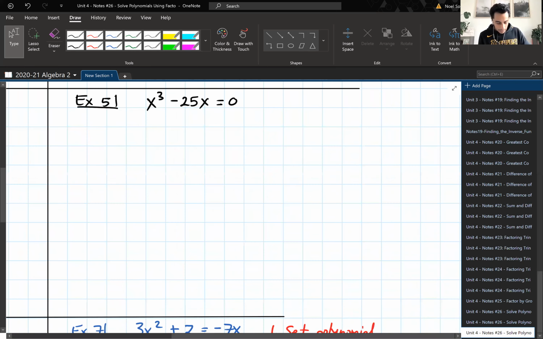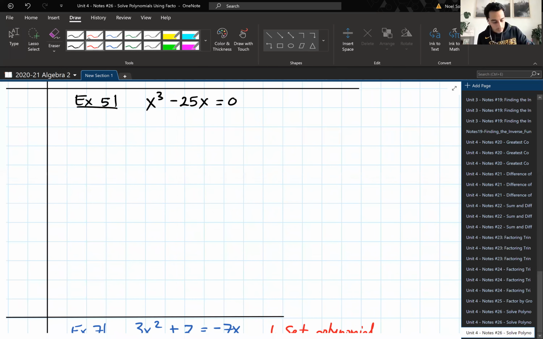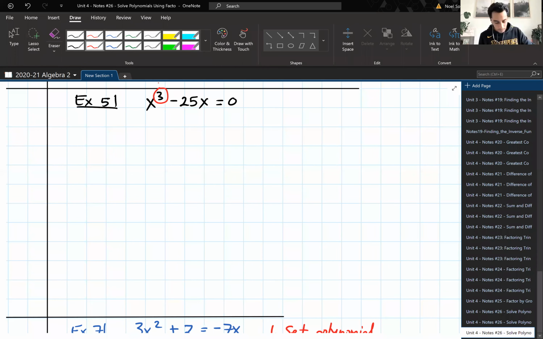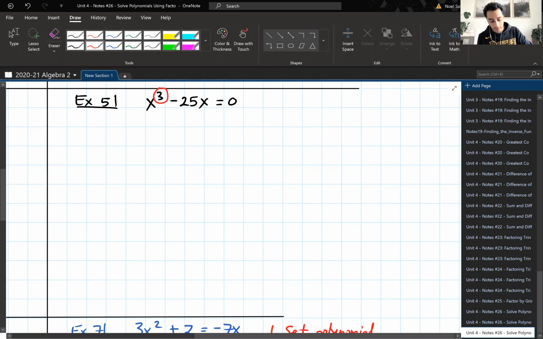Example number 5. All right. So a couple things before we begin. Largest power that you see. That's a 3, right? So we should eventually arrive at 3 solutions. Okay. All right. It's already set equal to 0. So that means we can begin the factoring process. So now I want you to go ahead and take a look. Where would you begin? Where should we begin?